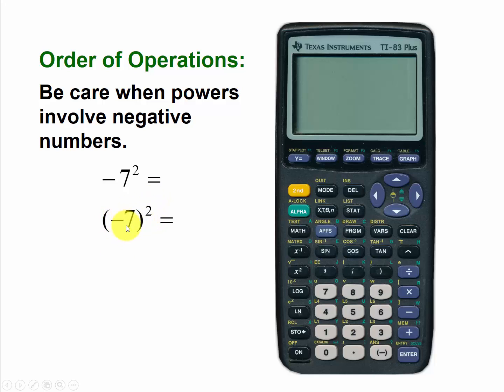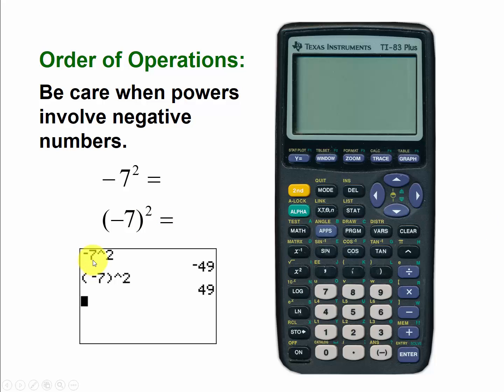So this means negative 7 times negative 7. Negative times negative is positive, so this will be a positive 49. So if you want to take a negative number and square it, you need to include parentheses around your negative number. A negative number squared is always positive.